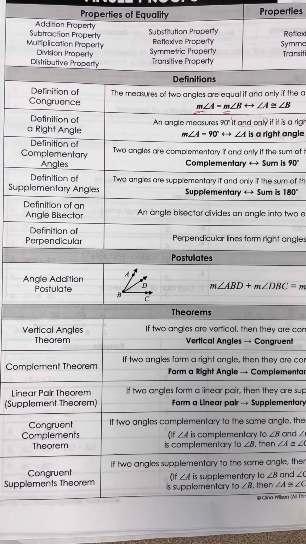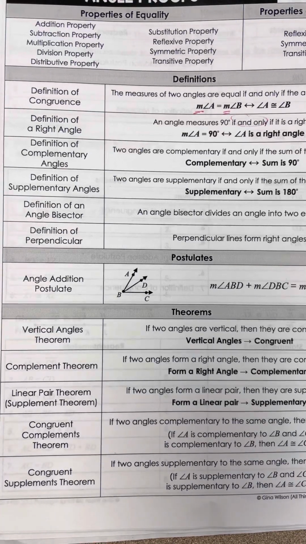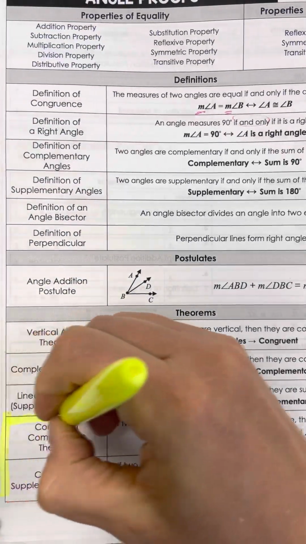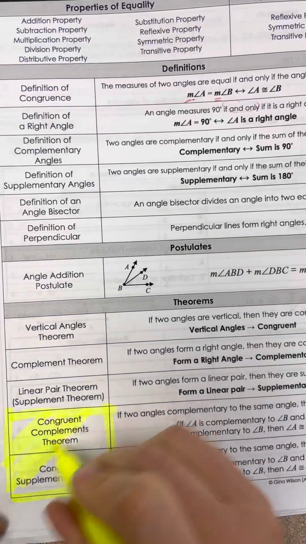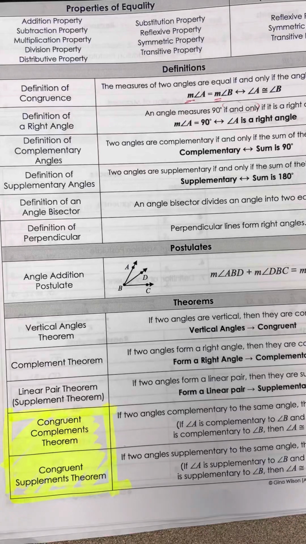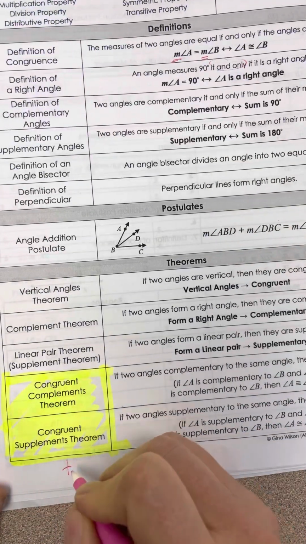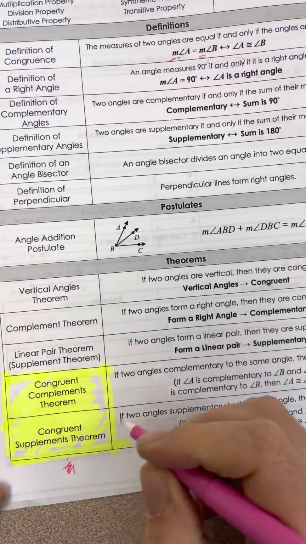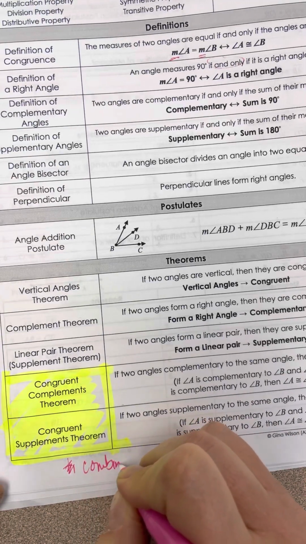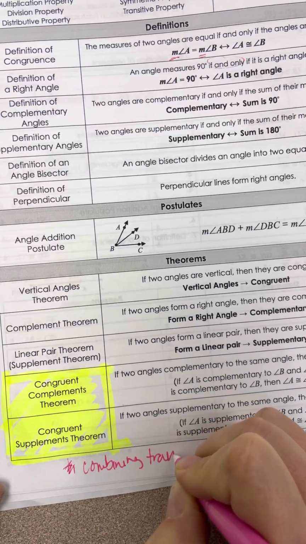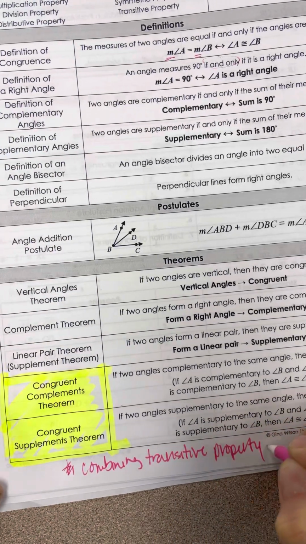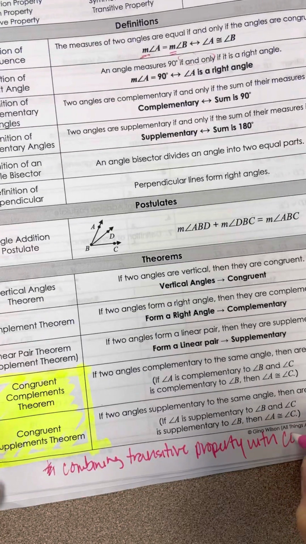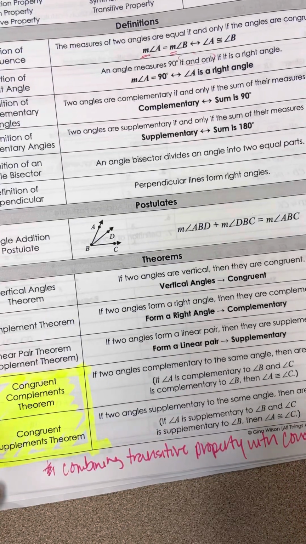Now, here's what I want you to do. I want you to highlight congruent complements theorem and congruent supplement theorem. This, to me, is tying, you are combining, transitive property with congruency. And you'll see what I mean in a second.